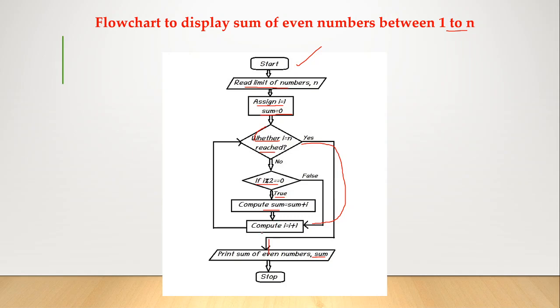Again in the next step, we compute I is equal to I plus 1. I is incremented. Again we check whether I is equal to n reached. If this is not reached, this condition is checked. If it is false, then the compute sum statement is not executed, and the control goes directly to compute I is equal to I plus 1, and at the end the sum of even numbers is printed.